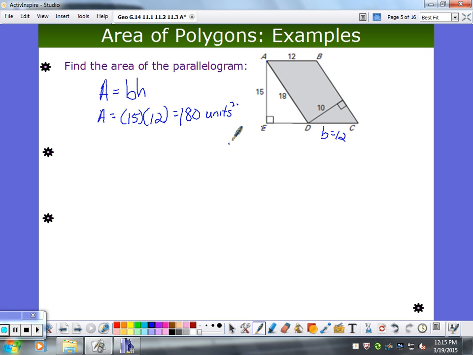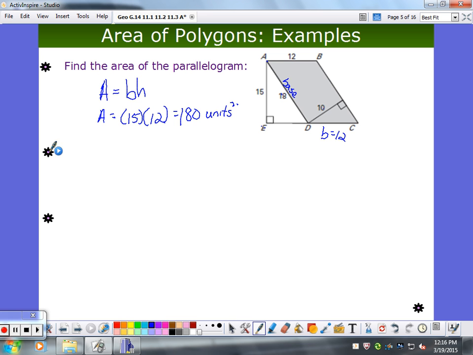Another way to look at it: I could have tilted my head. What if I made this the base over here? 18, right? And then where's my altitude? I can see it, my height. Because this is dropping at 90 degrees, perpendicular to that side. It's 10. So I could have just done 18 times 10. You're still going to get 180. It's still the same area, but it's all relative to whatever you're thinking about as the base. Does that make sense? Does that make sense?